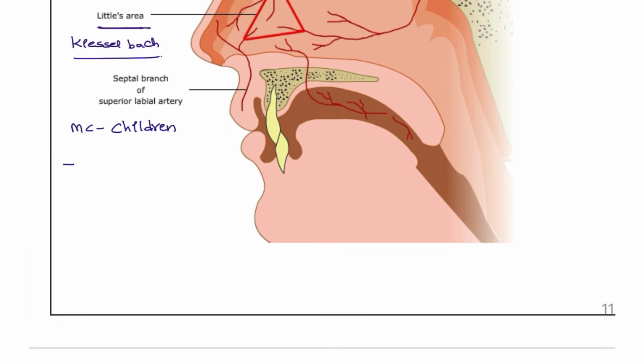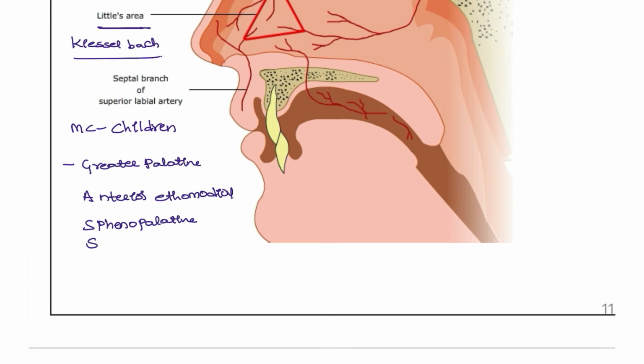What are the arteries involved? Remember with the mnemonic GAS. G is the greater palatine, A is the anterior ethmoidal, and the most important one is the sphenopalatine, the most common contributing artery. Next is the superior labial artery. The posterior ethmoidal is not included in this.